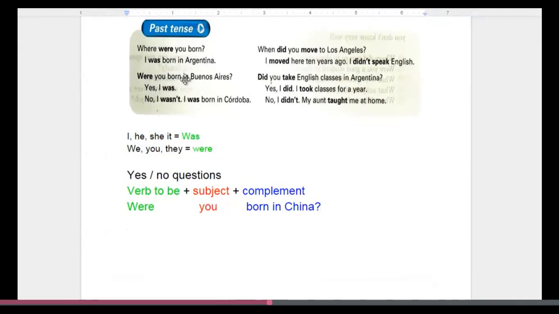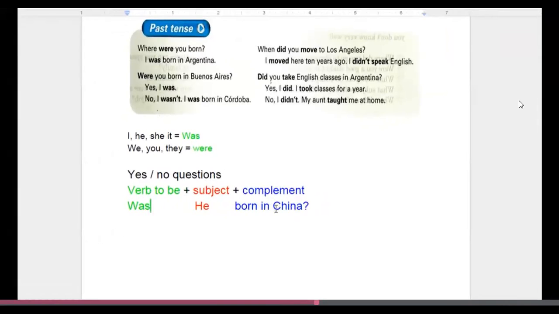So if we look at our example here, were you born in Buenos Aires? The answer to this question will be, yes, I was. That will be the short answer. And the negative response will be, no, I wasn't. Of course, this will vary depending on the pronoun. Let's say that I changed the subject now and I want to ask about he. How are we going to do that? Well, first of all, we need to recall that whenever we use the pronoun he, we're going to use the verb to be was. Therefore, we'll say, was he born in China? And of course, we also need to recall that here we can use names instead of the pronoun. So was Mary born in China? Was Peter born in China? Etc.